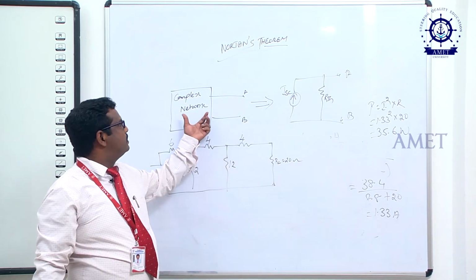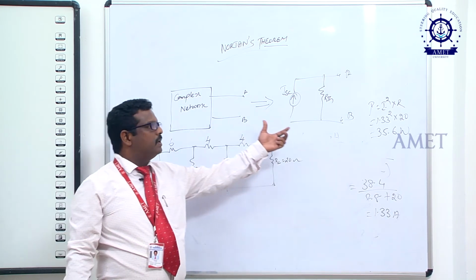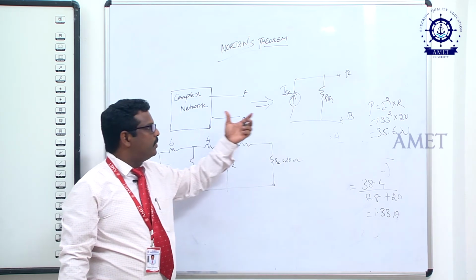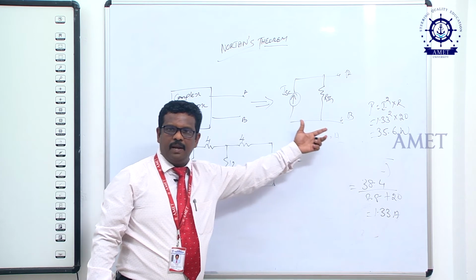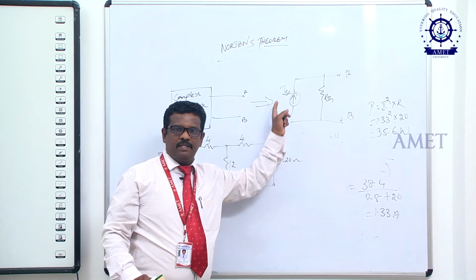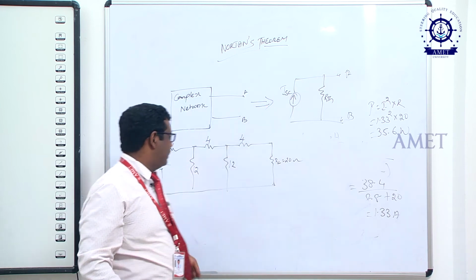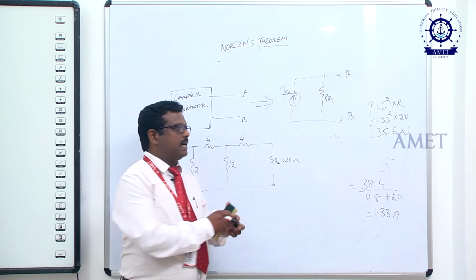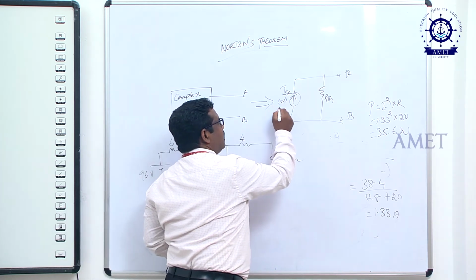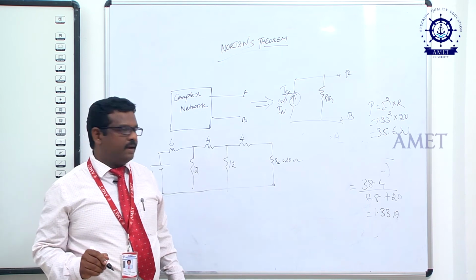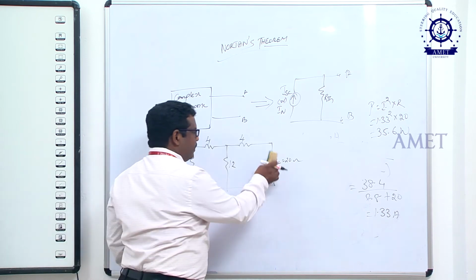Now we are going to reduce the complex network using Norton's theorem. Norton's theorem reduces the complex network into one current source in parallel with the resistance, whereas Thevenin's theorem gives one voltage source in series with the resistance, right. Now, how to find the short circuit current, or Norton's current? This current is called the Norton's current. How to find this current? Simple steps.